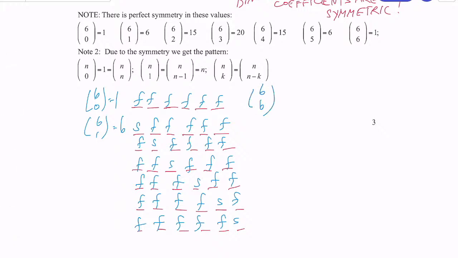So n choose 0 is always 1, and n choose n is always going to be 1. Why? Because all I'm doing here is saying, well, all are successes. How many ways are there of seeing 6 successes? Only one way of arranging them. So there's only 1. And for 6 choose 5, I'm just inverting the S's and the F's to see that this is 6.